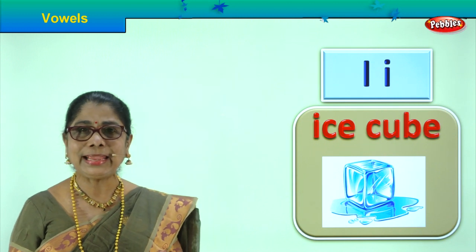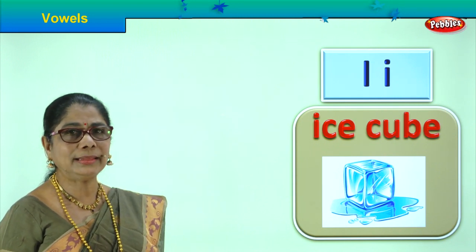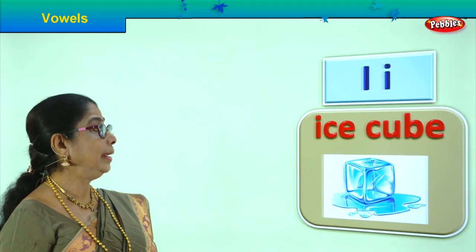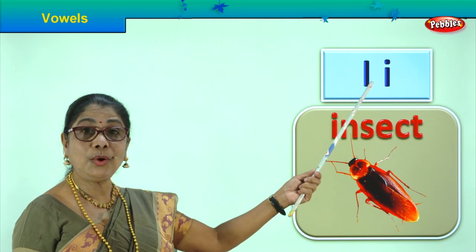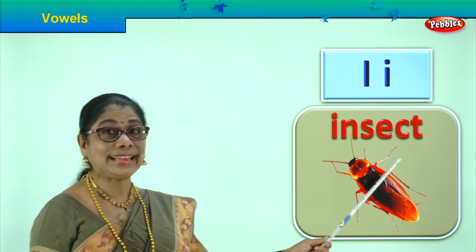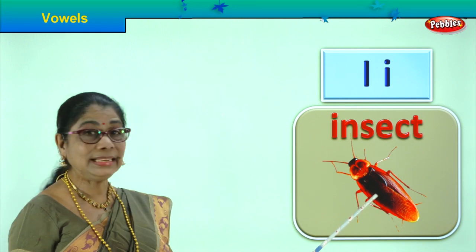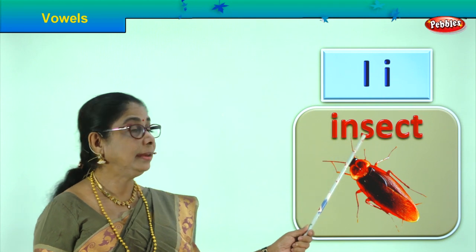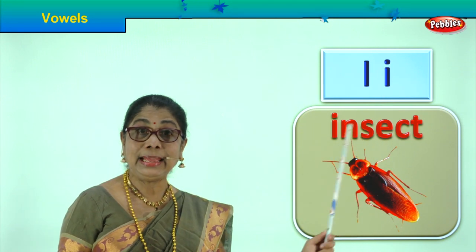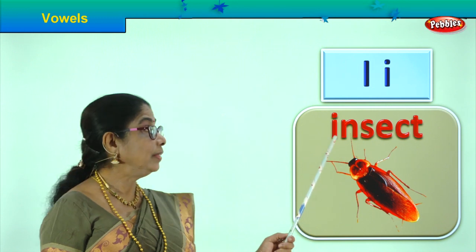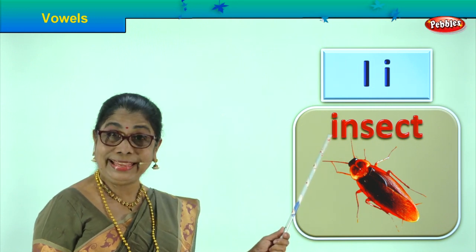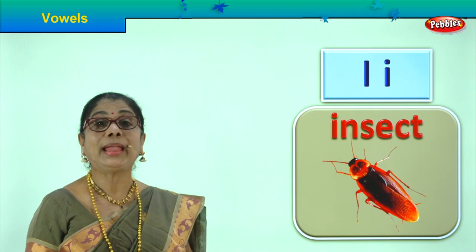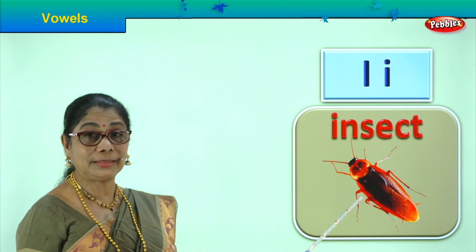Good. Let's take another word. Learn to read another word in the third vowel I. What's the sound? E. Insect. What insect is this? Cockroach. Insect. I-N-S-E-C-T. Insect. The vowel I, sound E. Insect. Where do you find the insect? At home, anywhere in the dark places.